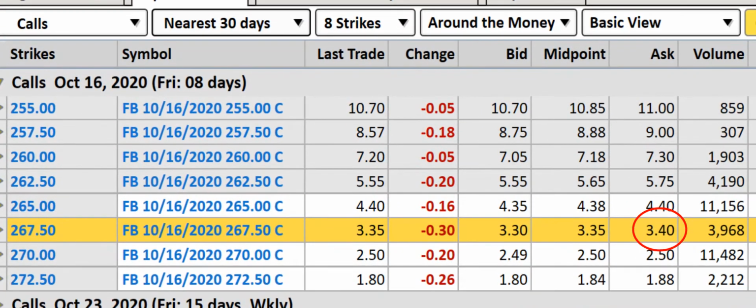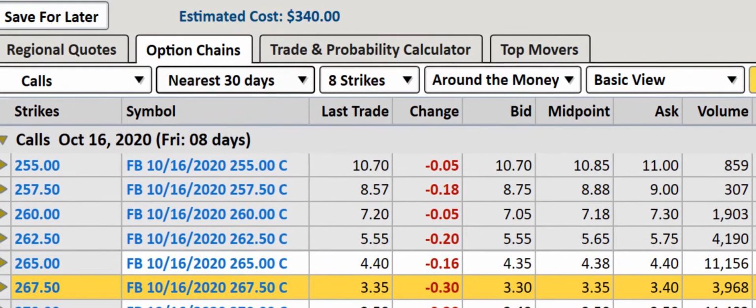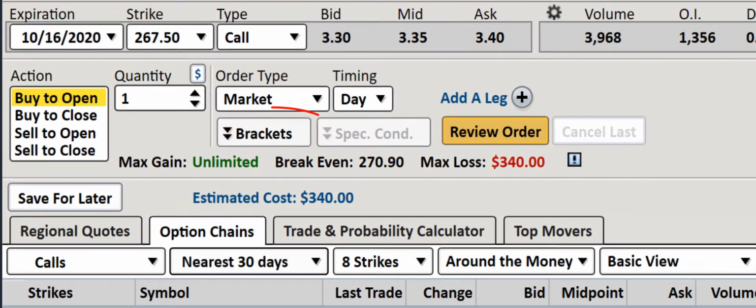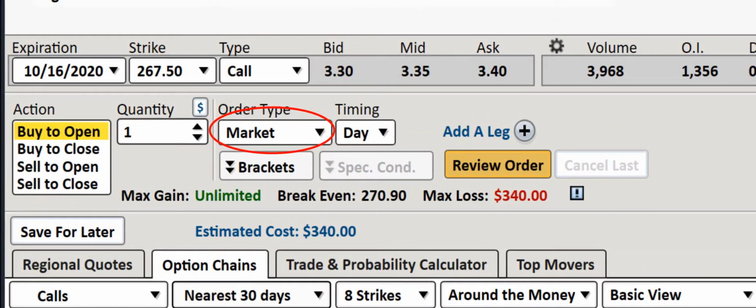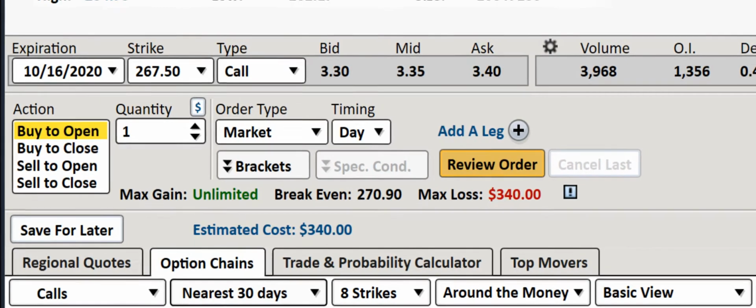So the difference between ask, bid, and midpoint is that the ask is what the seller is asking for each stock option. The bid is what the buyers are typically bidding for, and then the midpoint is the midpoint between the two. If you buy the stock option under market conditions, you're essentially buying what the seller is asking for, so it's $3.40. And you need to select the buy to open to buy one contract.